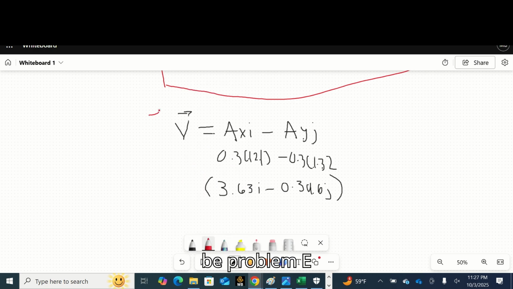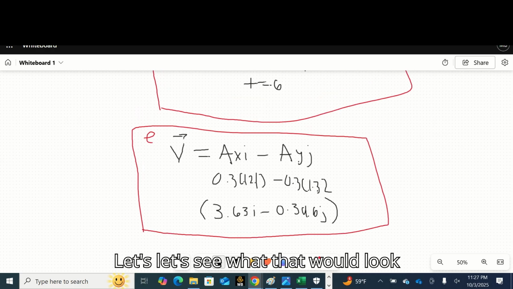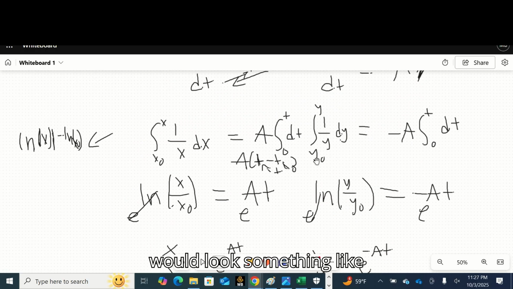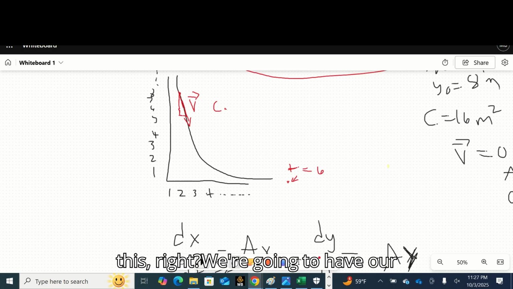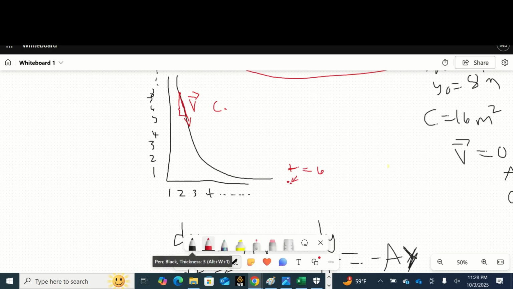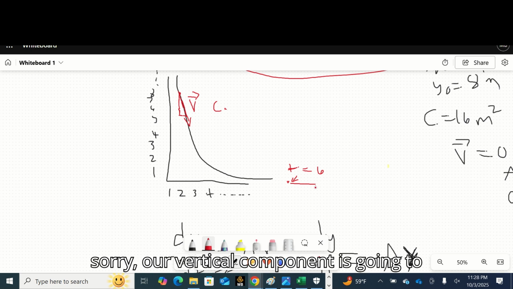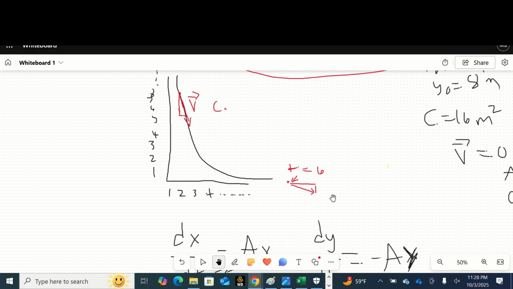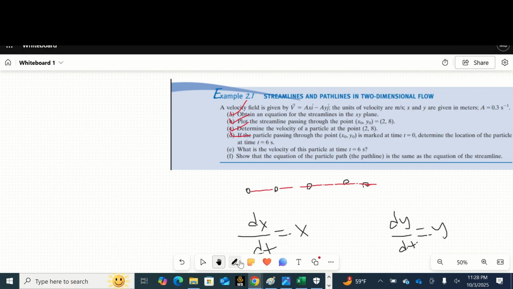This is going to be problem E. Let's see what that would look like. It would look something like this, right? We're going to have our horizontal component of 4-ish, and our vertical component is going to be like this. So it'll be something like that. And now we have one last problem left.